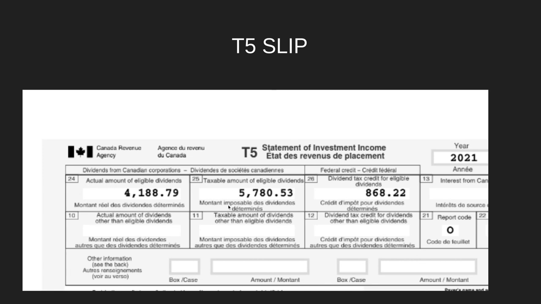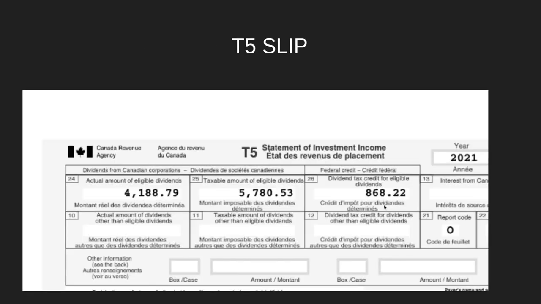So what we're going to do is calculate an effective tax rate based on the three numbers I just showed you from my prior T5 slip that we saw on the other screen. Now, to summarize, we received $4,188 of Canadian dividends in my non-registered investment account last year. We use that number to gross up to $5,780.